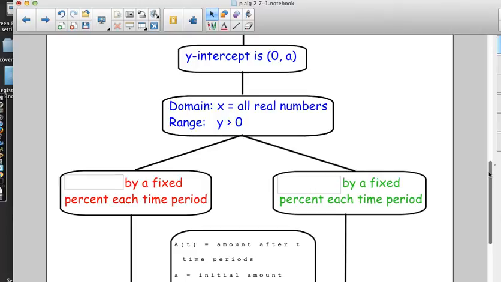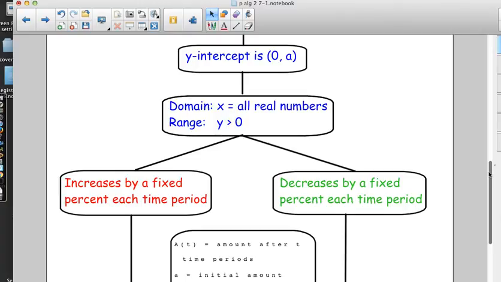Now, in real life, a lot of this is used for savings accounts, that kind of stuff. If you have an increase by a fixed percent each time period, that's going to be a savings account, increased by a fixed percentage each time period. Or unfortunately, credit card debt, that kind of thing happens. And then we do have situations where it's going to decrease by a fixed percent each time period.